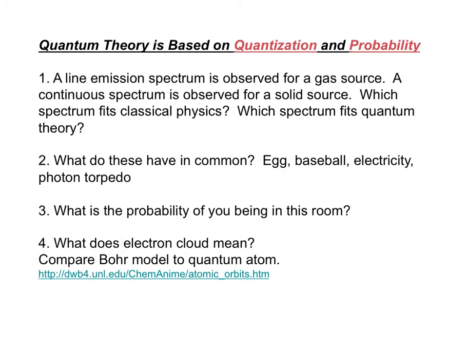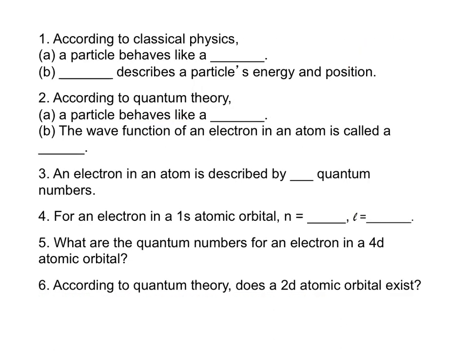So let's review. Stop the video and answer these questions. And the answers are, if you are in your room, the probability is 100%. Electron cloud refers to the region of space where there's a high probability of finding an electron. Stop the video again and answer questions 1 and 2. And the answers are, we'll answer questions 3 through 6 in the next few slides.